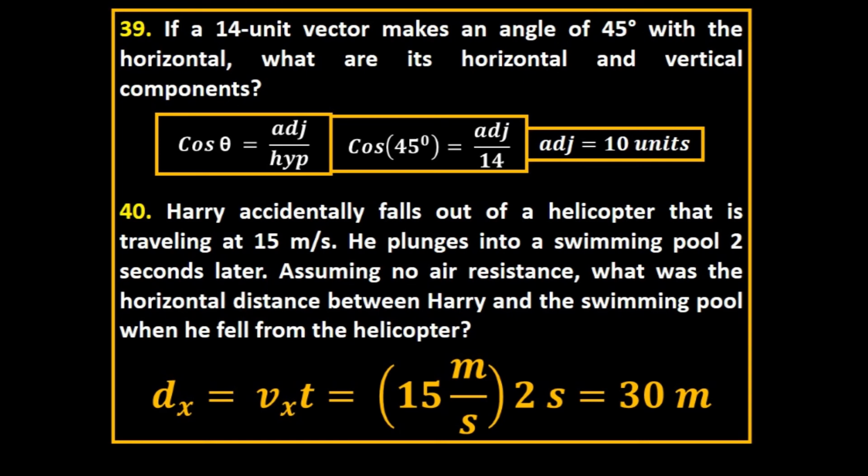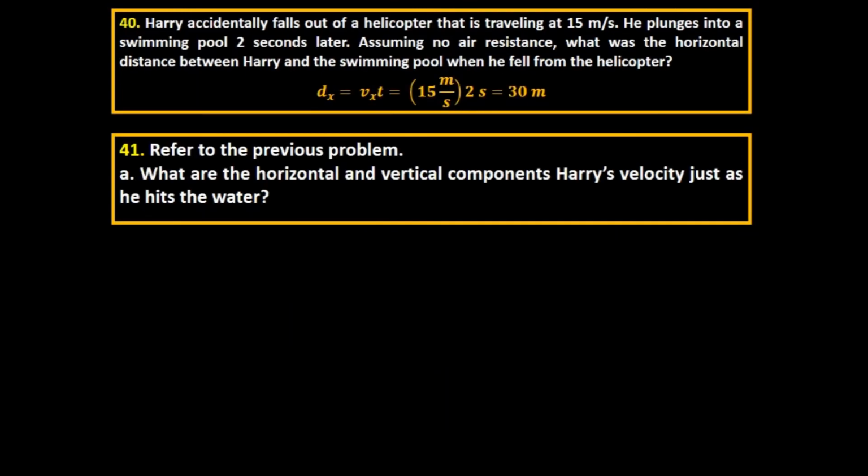Okay. Assuming no air resistance, what was the horizontal distance between Harry and the swimming pool? Okay, so it's going to be 30 meters even. Well, if you refer back to the original problem, what are the horizontal and vertical components of Harry's velocity just as he hits the water?